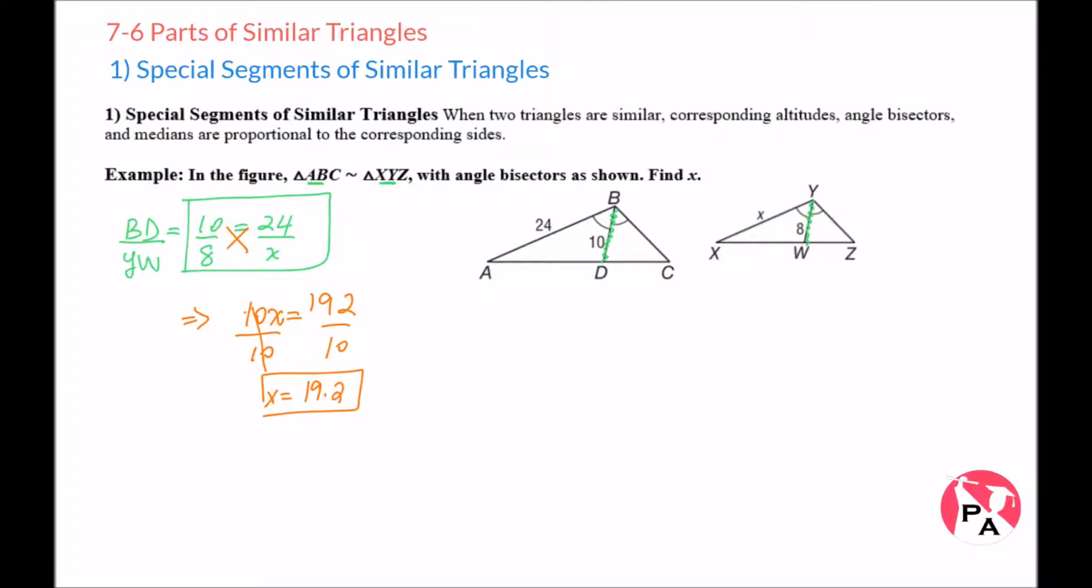So let's go over what we just did. First, we figured out the scale factor. It was 10/8. Remember, the scale factor must be equal to the ratio between all of the corresponding parts of these two triangles. Like if the scale factor is 10/8 right here, it must be equal to 24/x because 24 and x correspond to each other as well. That's how we set up our proportion and then solve it to find the value of x.